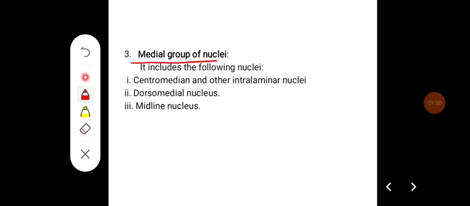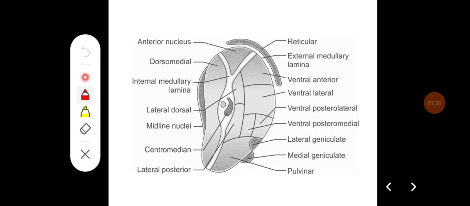The medial group of nuclei includes the following nuclei: the centromedian or interlaminar nuclei, dorsomedial nucleus, and midline nucleus. So this is the structure of the thalamus, which has been divided into three important groups of nuclei by interlaminar fibers. It is divided into the anterior, the medial, and lateral parts. The lateral part is further divided into ventral and dorsal groups of nuclei.